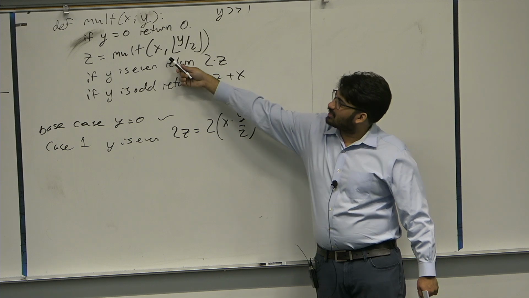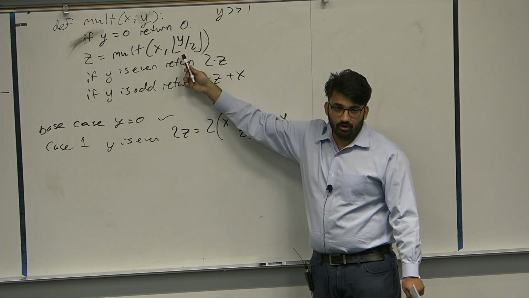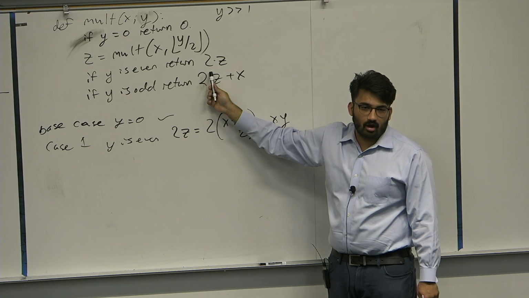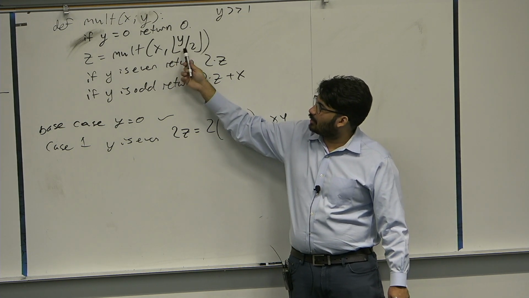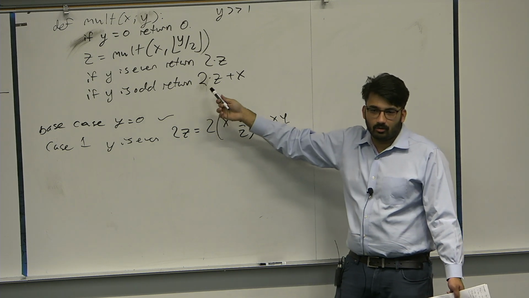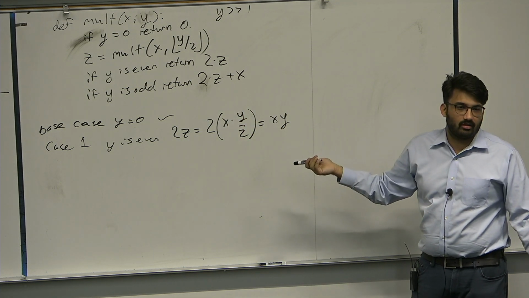You just take x and y over 2 and you multiply those together by the magic recursion, and then you multiply that answer by 2, and obviously that's going to give you x times y, because you asked recursively what is x times y over 2, and then you multiply that by 2. So of course the 2's are going to cancel out, right? So in the case that y is even, it's simply that easy, right?